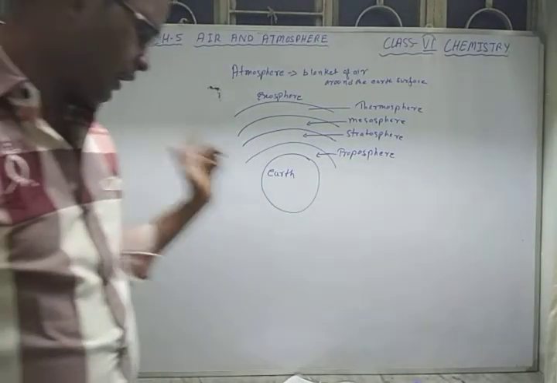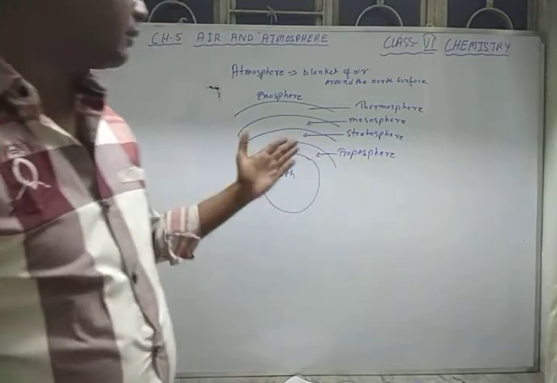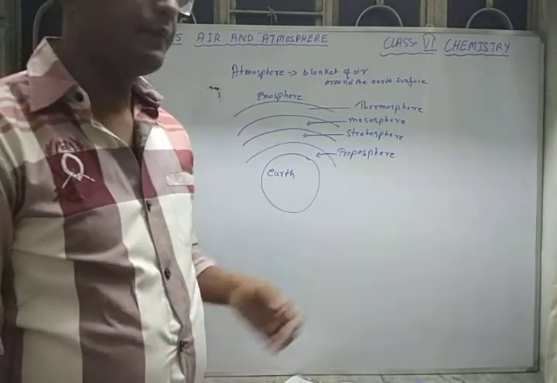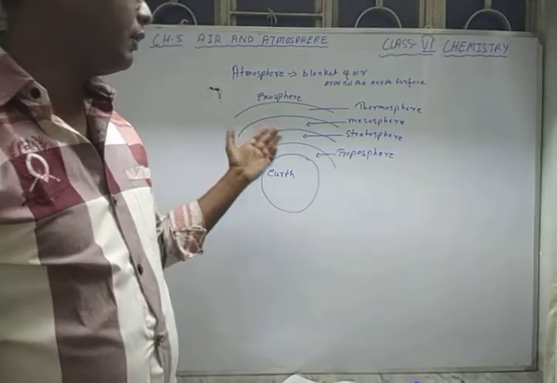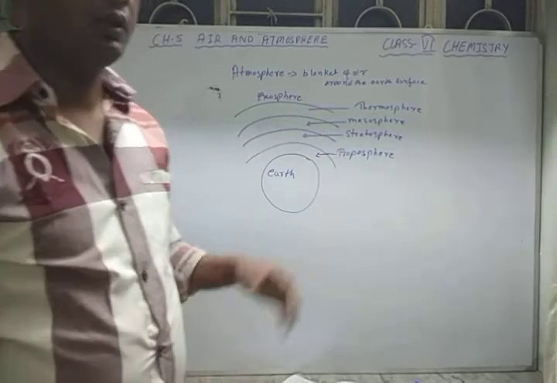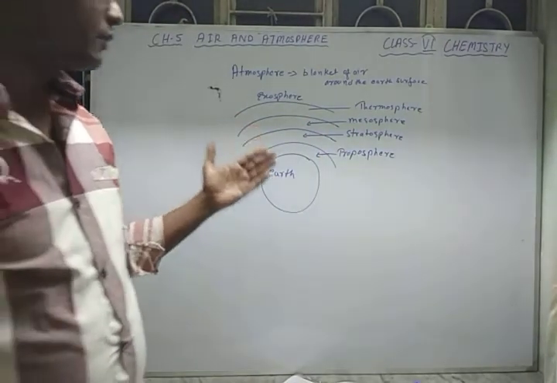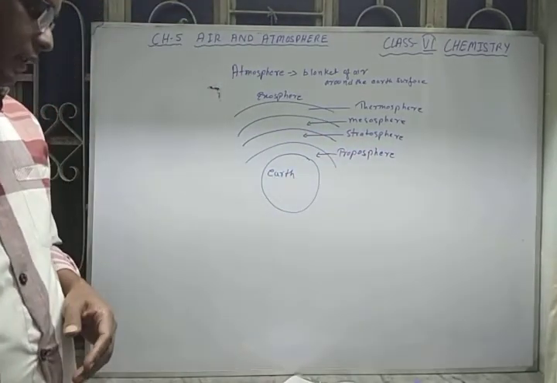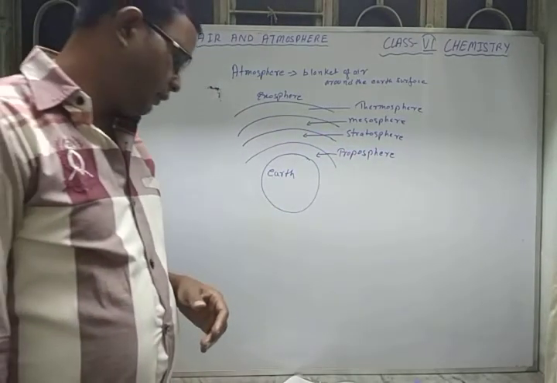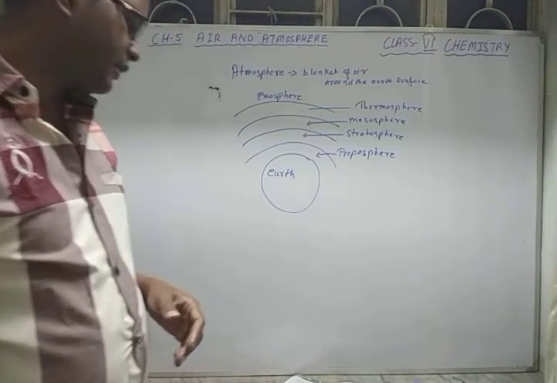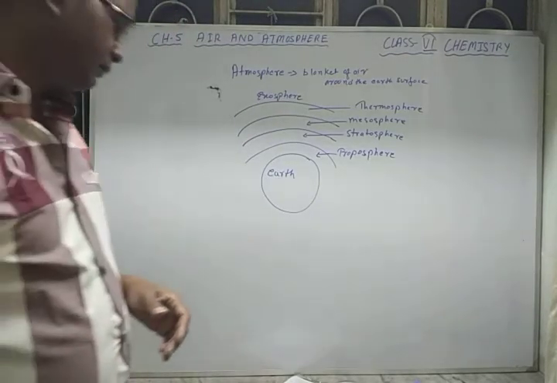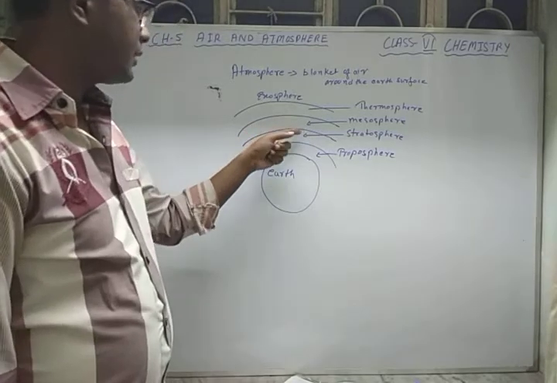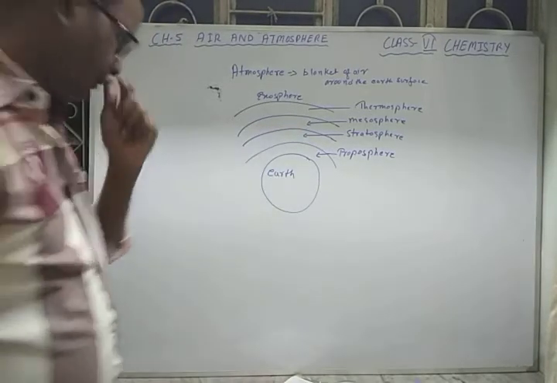After that is the stratosphere. The stratosphere is another layer above the troposphere, and generally all the aircraft fly in this layer. All the aircraft generally fly in the stratosphere. Okay. The ozone layer is also present in this layer. In the stratosphere, there is an ozone layer also.